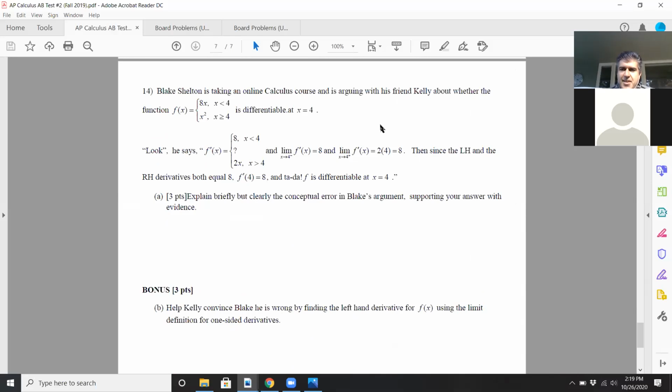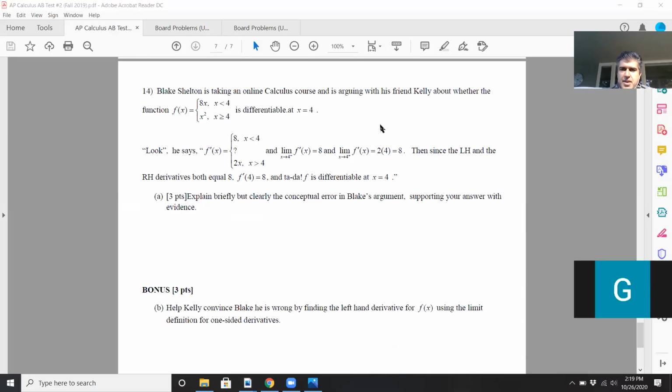Hold on. Oh, chat session's being weird. Part B of 14, why do you use two different functions for the limit definition of finding the left-hand derivative? Okay, so that's a bonus point. Let me read the question first because I have to reacquaint myself with it. So you have a piecewise function, 8x and x squared. You wonder if it's differentiable there. Obviously, if you do the left and right-hand derivatives or the shortcut rules for them, you get that.